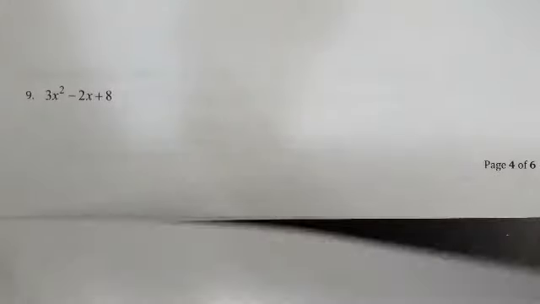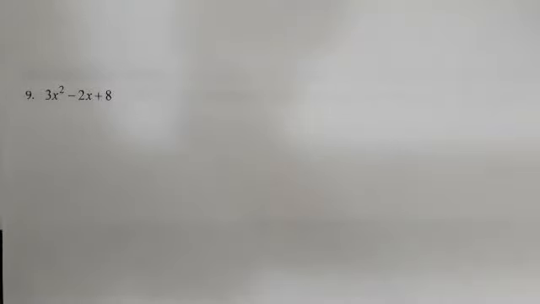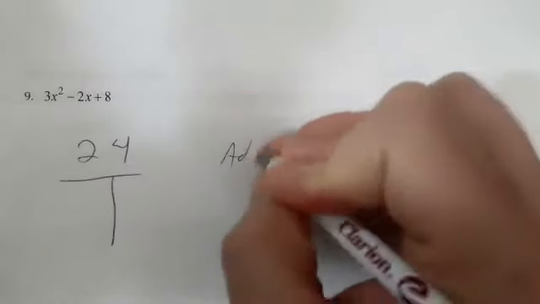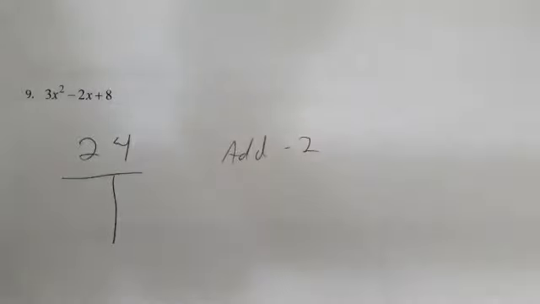Now we're looking here at this one. So number 9, we want to look here at AC. So 3 times 8, now we have a positive 24. It's got to add to a -2.